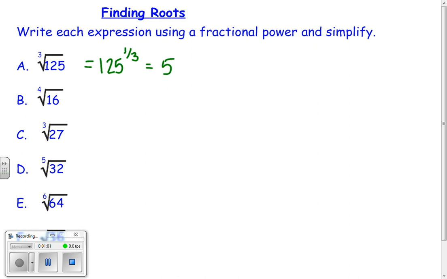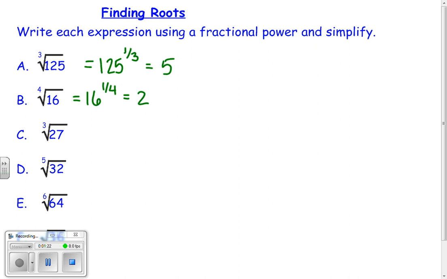For most students, it's easier to find those roots in radical form and not fractional form, but they are still equivalent. In letter B, the 4th root of 16 can be rewritten as 16 to the 1/4. The 4th root of 16, or 16 to the 1/4, is really 2.